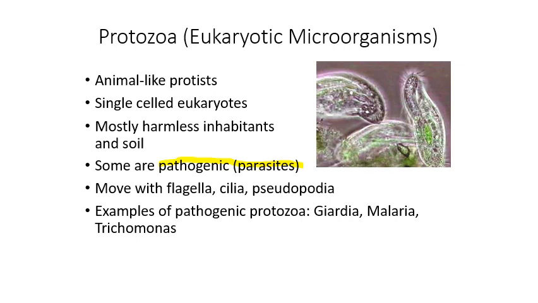As far as some examples of pathogenic protozoa, malaria is the big one. So malaria is a protozoan parasite. It's not a bacteria or a virus or anything like that. Giardia is a common intestinal one, and Trichomonas is a common sexually transmitted protozoan infection.